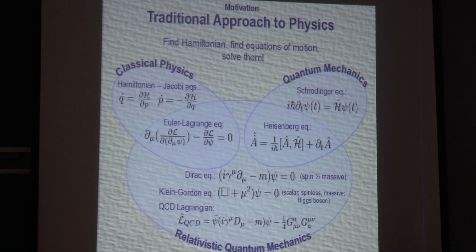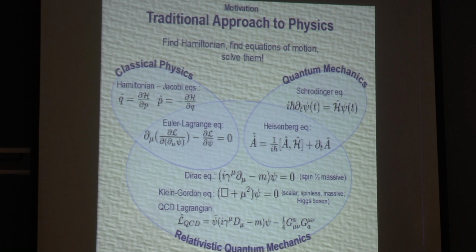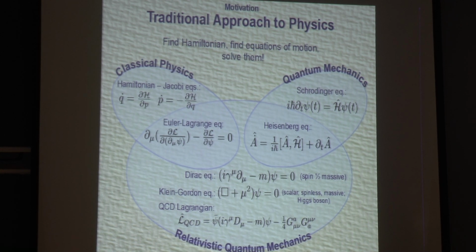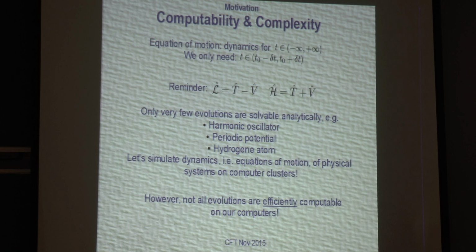This is the map of physics. Classical physics, quantum mechanics, relativistic quantum mechanics. Wherever we are, we always do the same. We seek a Hamiltonian, and we are trying to solve equations of motion. How far do we get with this approach? If we had a complete solution, we would have the dynamics of the system for the past, the present, and the future. But in practice, most often, we are only interested in dynamics taking place in a certain interesting interval of time.